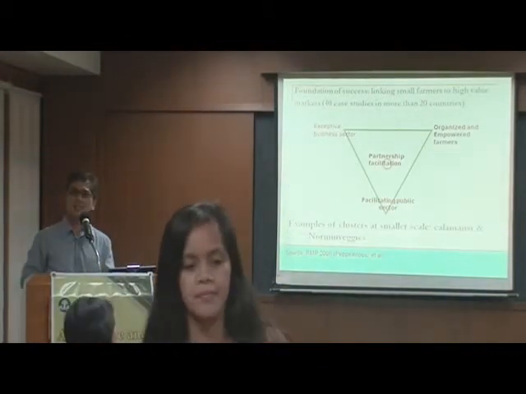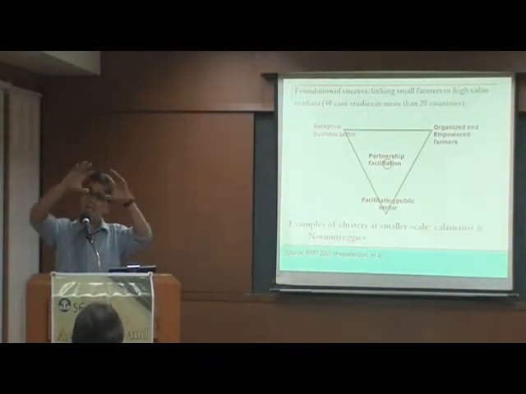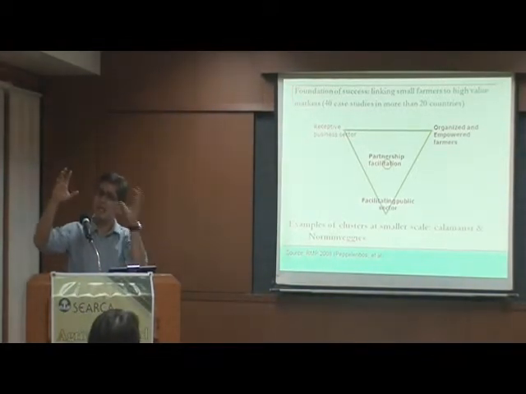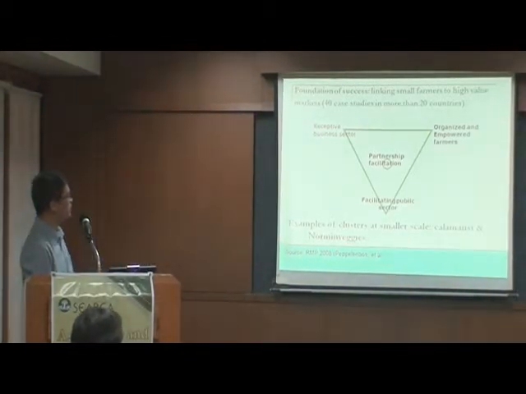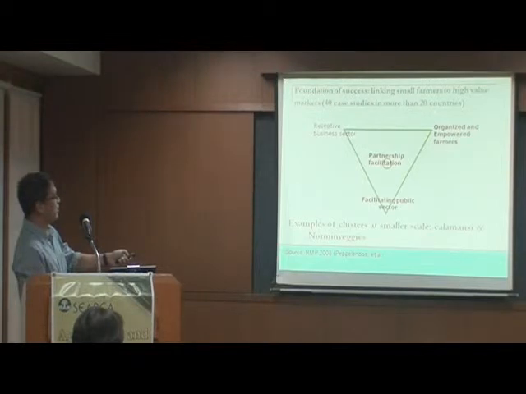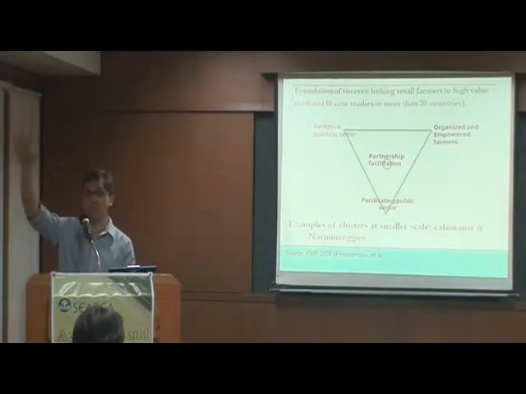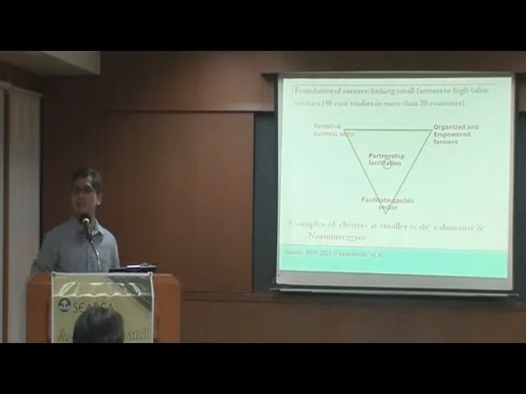Now, this is really the interesting part here, the contrast between a large value network compared to a small value network, or a large cluster and a small cluster. There is a study, well, this is already finished. 40 case studies in more than 20 countries focusing on linking small-scale producers in dynamic markets. And the conclusion is this. There are 4 elements of success when you want to link small-scale producers in high-value markets.